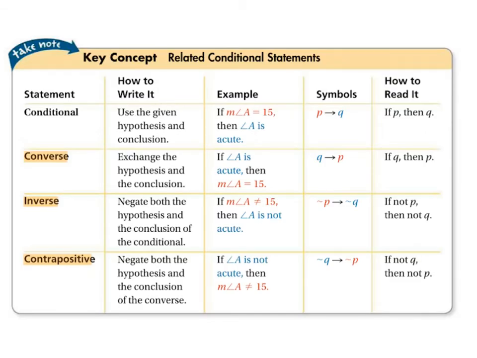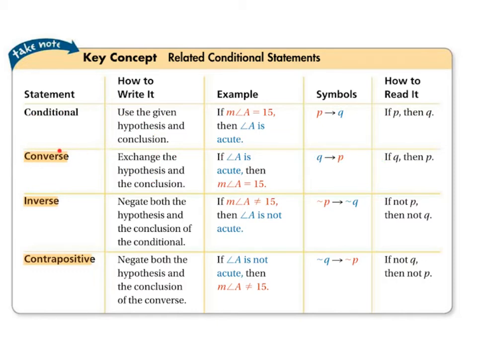All right, this slide is chock full of information, so try and absorb it, but it'll all flow for you, and I'll give you some hints. Okay, so your original conditional, right? You use the given hypothesis and conclusion. You say if hypothesis, then conclusion. P implies Q, or if P, then Q. The converse, and I want you to remember it like this, exchanges the hypothesis and conclusion. The original statement's conclusion becomes the hypothesis, if angle A is acute, then, and the original conditional's hypothesis is now the conclusion, or Q implies P, if Q then P.